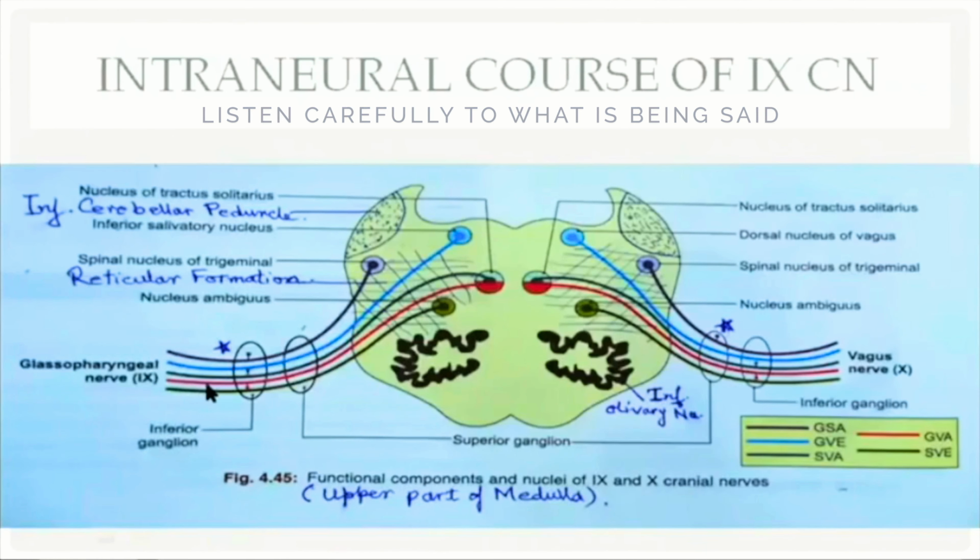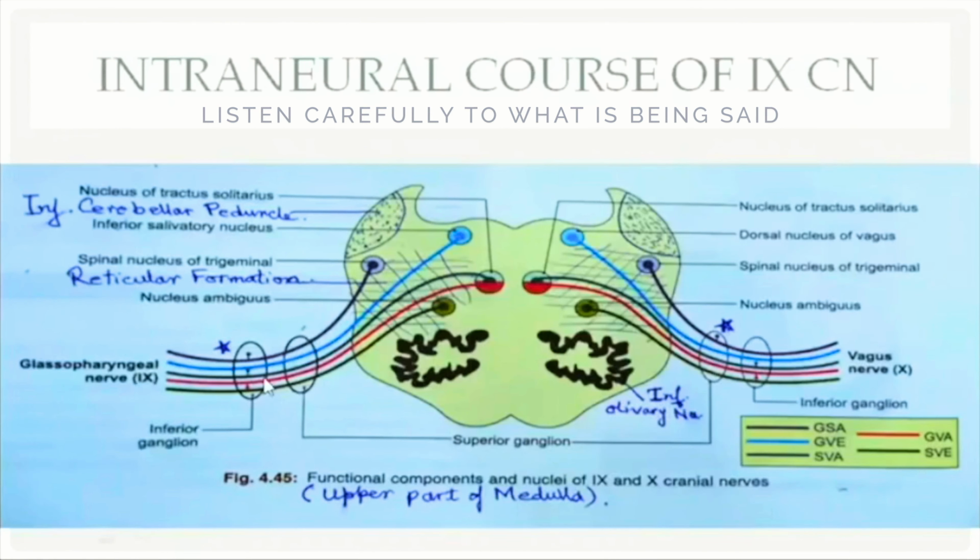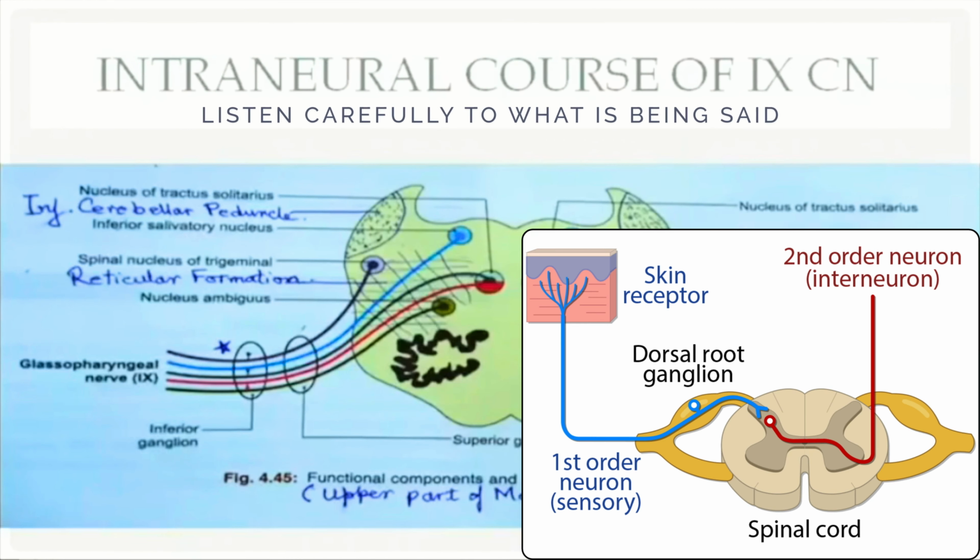Remember, can you see the red color fibers? They're reaching here in the nucleus of tractus solitarius in the lower portion. Got it? And because they're first order sensory neurons, they will be pseudo unipolar neurons. Remember the spinal nerves, the typical spinal nerve I taught you in detail. So these are the first order pseudo unipolar neurons.